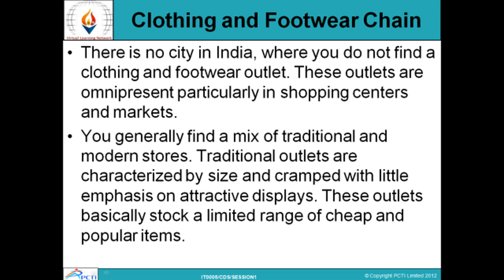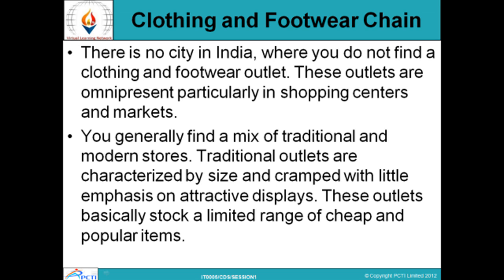Clothing and footwear chain. There is no city in India where you do not find a clothing and footwear outlet. These outlets are omnipresent, particularly in shopping centers and markets. You generally find a mix of traditional and modern stores. Traditional outlets are characterized by small size and cramped space with little emphasis on attractive displays. These outlets basically stock a limited range of cheap and popular items.